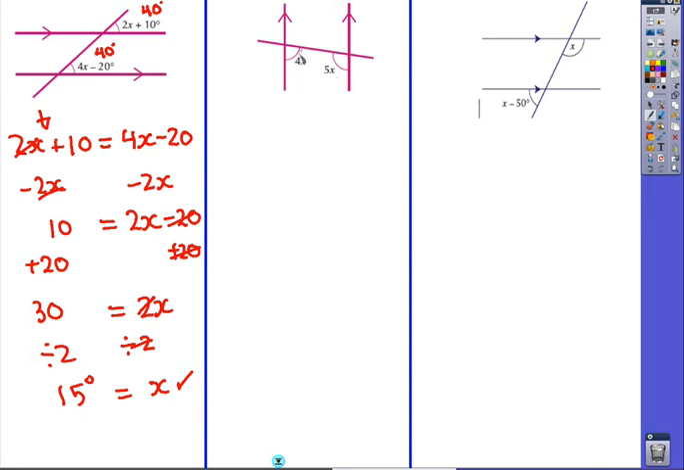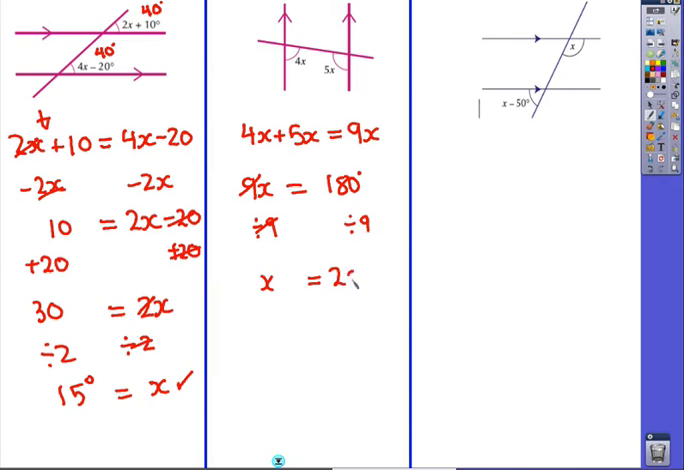4x and 5x, well, we know co-interior angles sum up to 180 degrees. These are co-interior inside a parallel. So 4x plus 5x is equal to 9x, and 9x is equal to 180 because angles inside a parallel line, or co-interior angles, sum up to 180 degrees. Divide by 9 on both sides, so that will go. So x is equal to 180 divided by 9, which is 20 degrees. Again, you can substitute it into 4x and 5x to see if they sum up to 180 degrees.